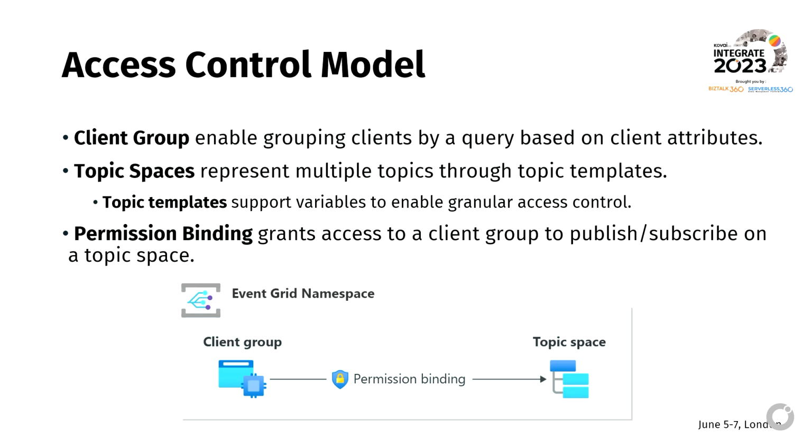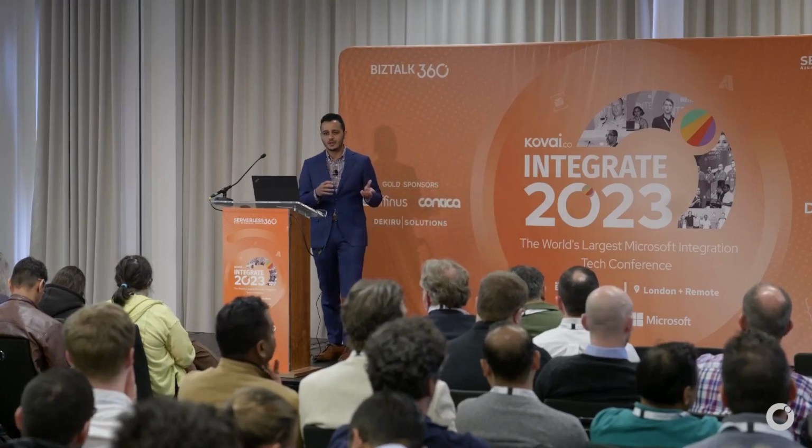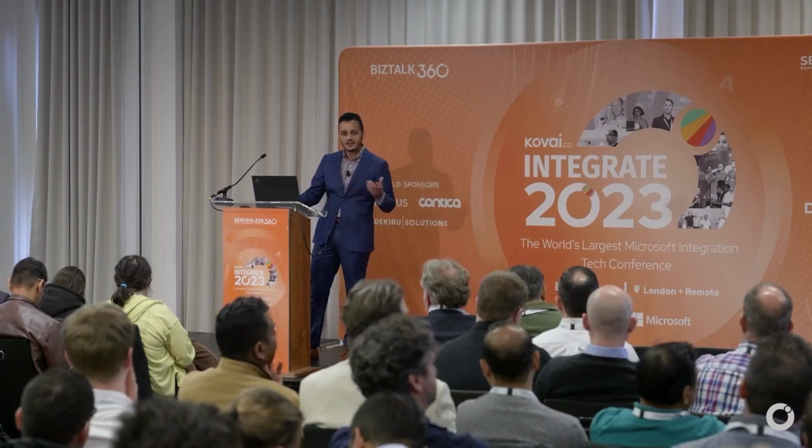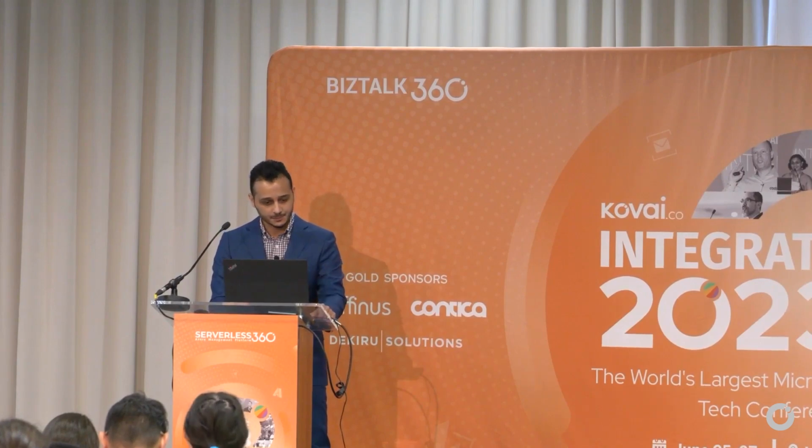The topic space configuration as well supports the granular access control that I was speaking about before, and we'll see in a minute in the demo, by the use of variables that will enable each of the vehicles to talk on their own topic, and Event Grid will authorize only specific vehicles to talk on their own specific topics. So none of the vehicles will be able to publish messages on behalf of each other or listen to messages on behalf of each other.